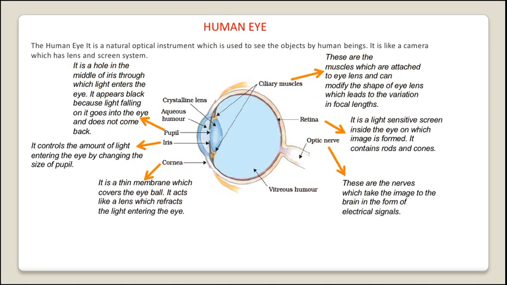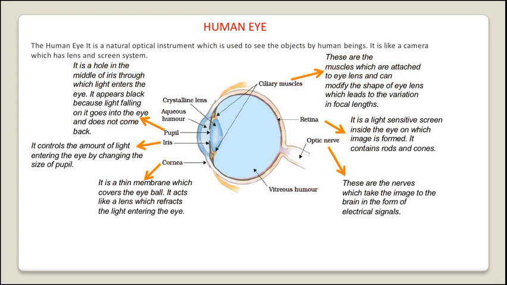Now the retina. It is basically a light-sensitive screen on which the image is formed. It consists of rods and cones, where rods are used for the intensity of light, whereas cones are used for the detection of colors. Next, the optic nerve. These are the nerves which take the images to the brain in the form of electrical signals. Anything that we see goes directly in the form of electrical signals to the brain. Then we can give information about that object.